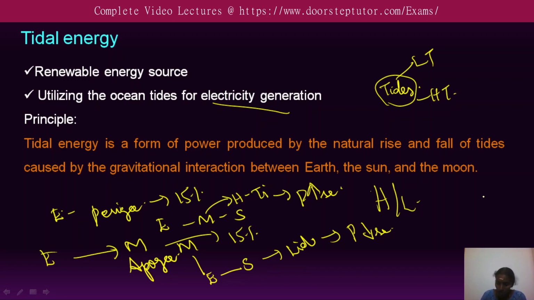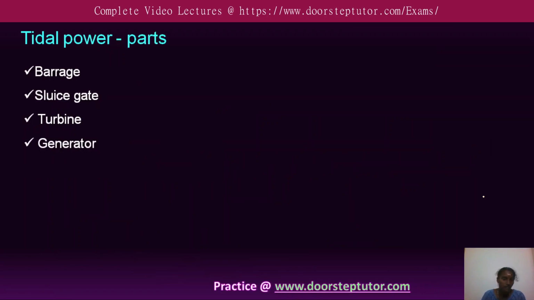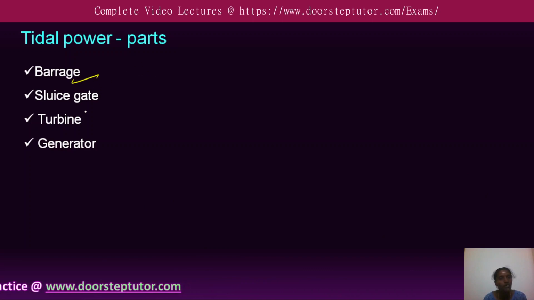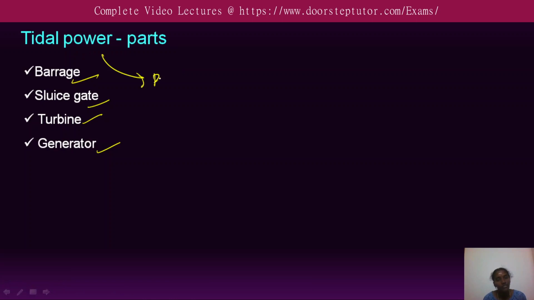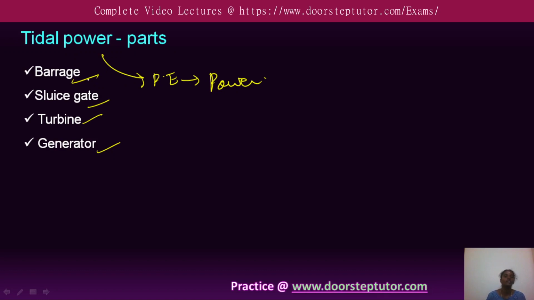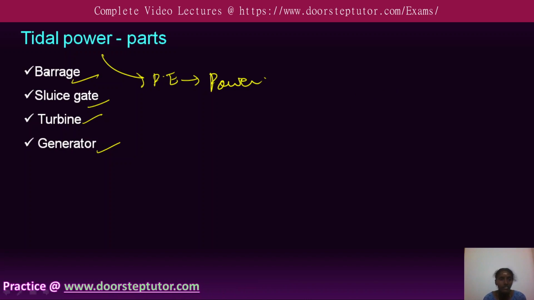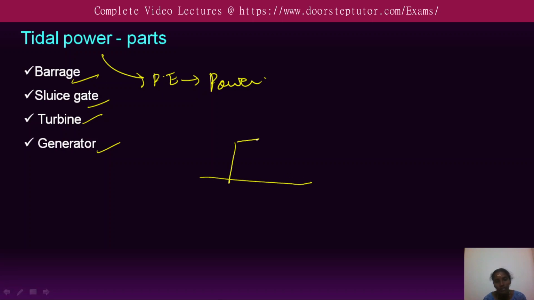And what are the main components of tidal power? The main components are the barrage, sluice gate, turbine and the generator. In tidal power, the potential energy of the seawater is utilized for power generation. The barrage is similar to the dam constructed in river water bodies. Here the dam is constructed in the sea or the ocean, so the water is held stagnant.